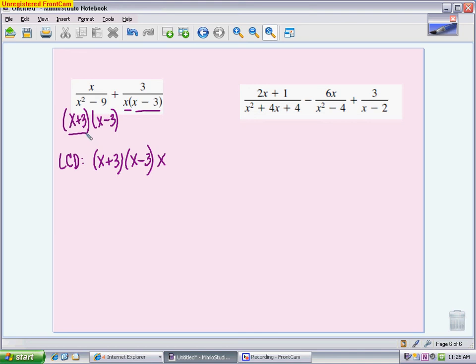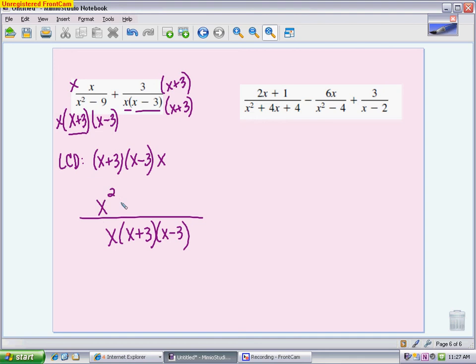I have this factor, I have this factor, and I have this factor that are all unique factors. So looking at the first fraction, I am missing the x, so that means I need to multiply the top and bottom by x. Looking at the second fraction, I am missing an x plus 3, so I need to multiply the top and the bottom by x plus 3. So my common denominator is x, x plus 3, x minus 3 in any order. My numerator, when I take x times x, I'm going to get x squared. And then I'm going to have plus 3 times x plus 3. If you can distribute that in your head, that's fine. X squared plus 3x plus 9.